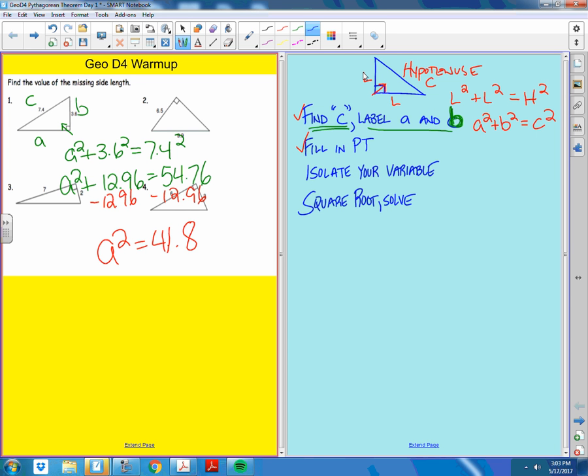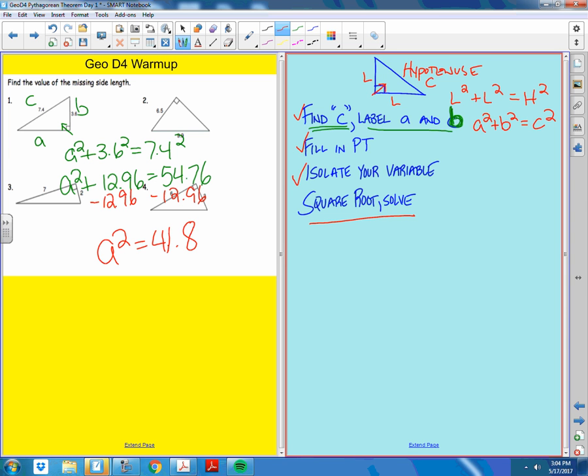Will this only work for right triangles? Yes. It only works with right triangles. And your very last step, once you are done, is to find the square root and solve.